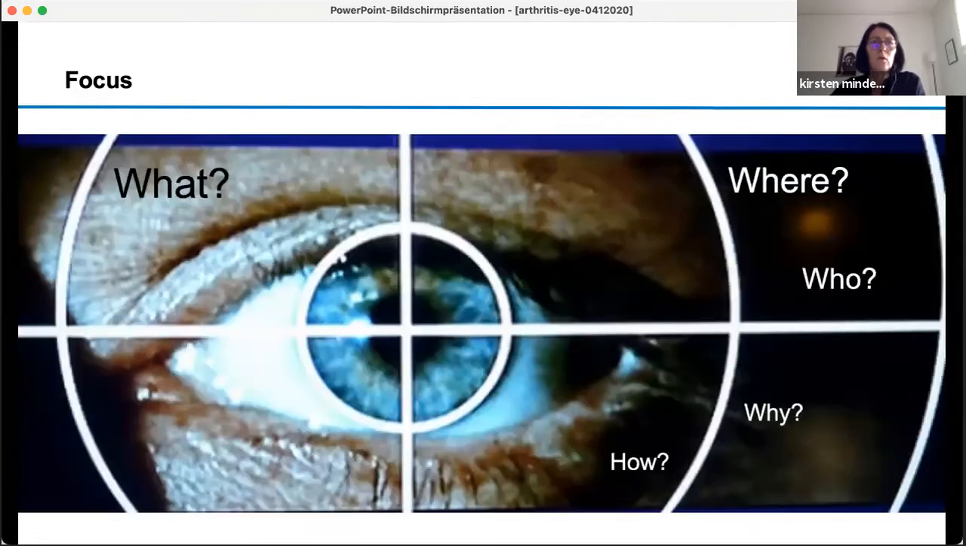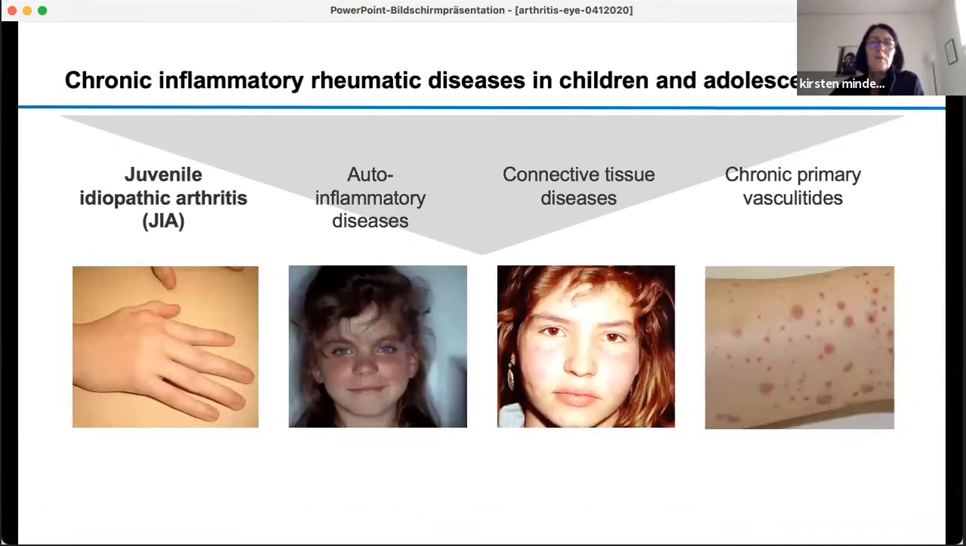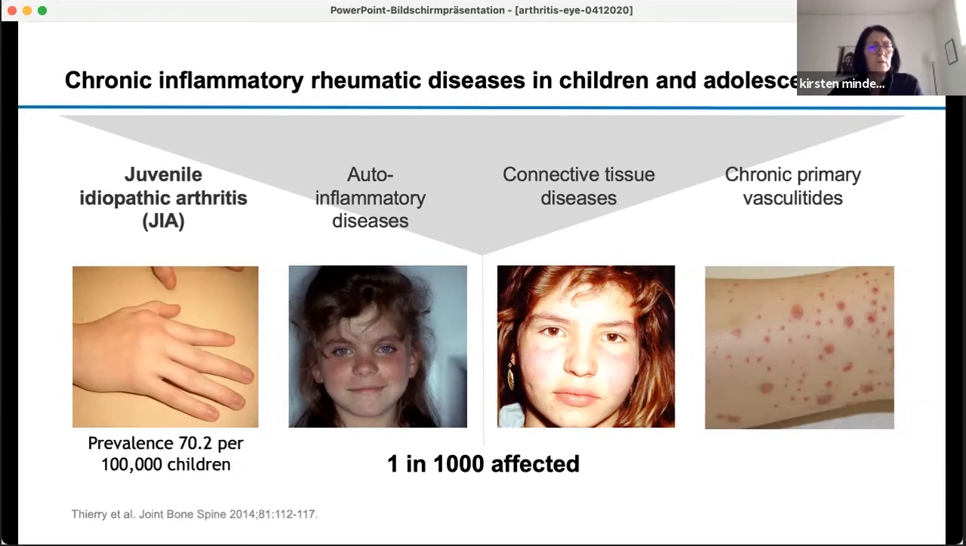And I will address the who, how, and what by focusing on inflammatory rheumatic diseases, the diseases that dominate the everyday life of pediatric rheumatologists. These diseases, chronic arthritis, autoinflammatory diseases, connective tissue diseases, and vasculitis, together affect at least 1 in 1,000 children and adolescents. Among them, the most frequent disease is juvenile idiopathic arthritis, or JIA, with a prevalence of 60 per 100,000 children and adolescents, according to a meta-analysis that involved 43 studies.